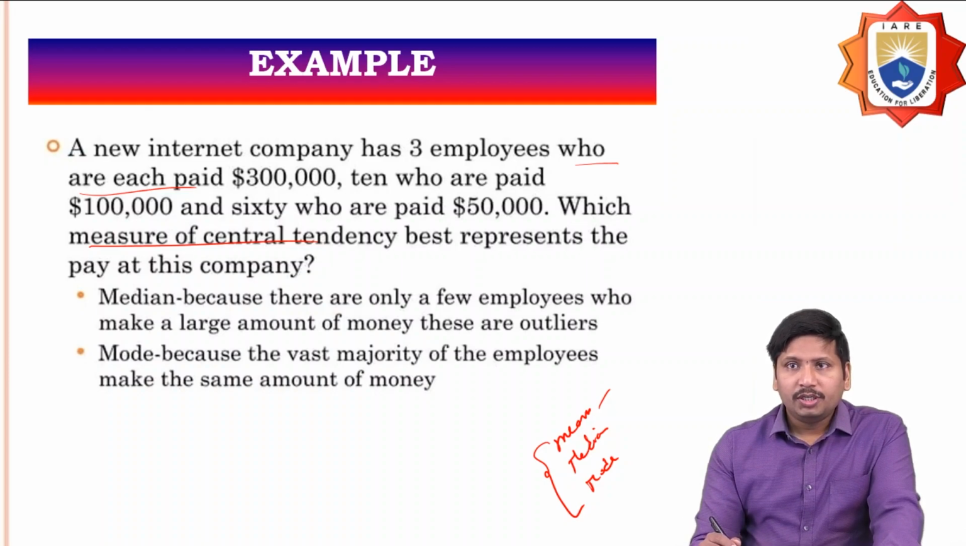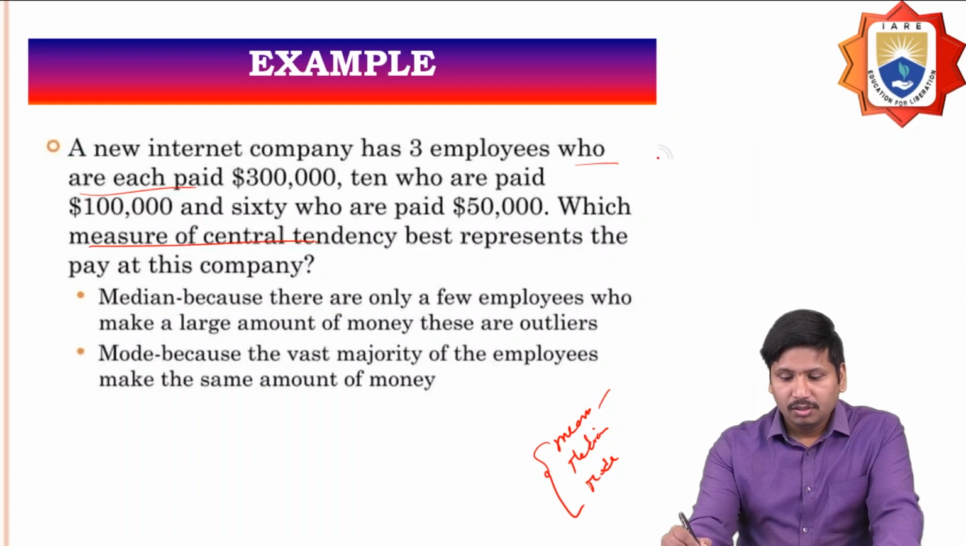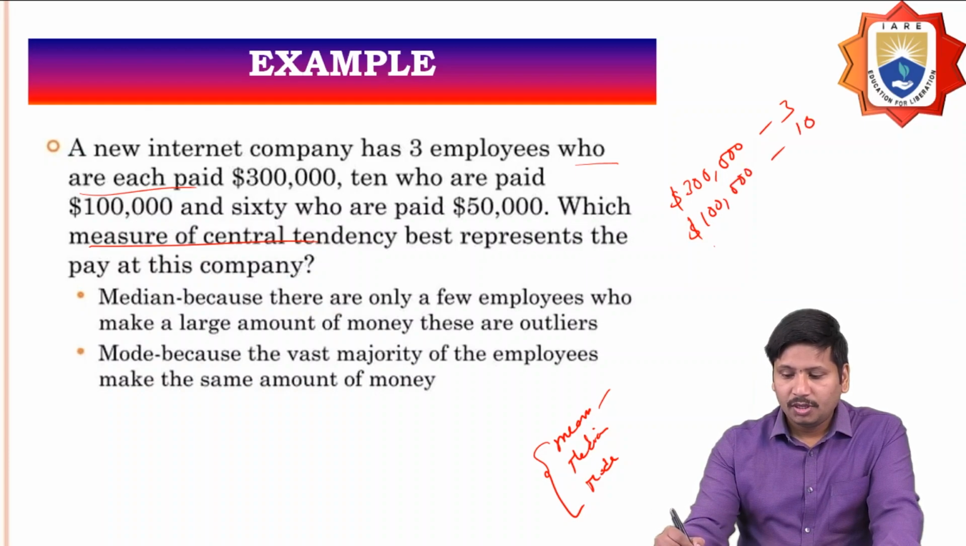Okay, so a new internet company. The question is that the internet company has three kinds of employees. $3 lakh is paid to three employees, $1 lakh is paid to 10 employees, and $50,000 is paid to 60 employees. So this is the thing. What is the best measure of central tendency at this company?